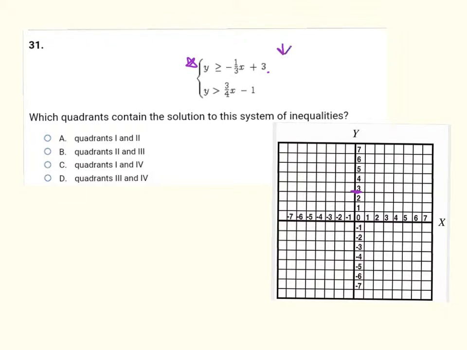So that means I'm going to go down 1 and to the right 3. So down 1 and to the right 3, I get a point there. Down 1 to the right 3, I get a point here. And you can go backwards some too to help you to draw a straight line.